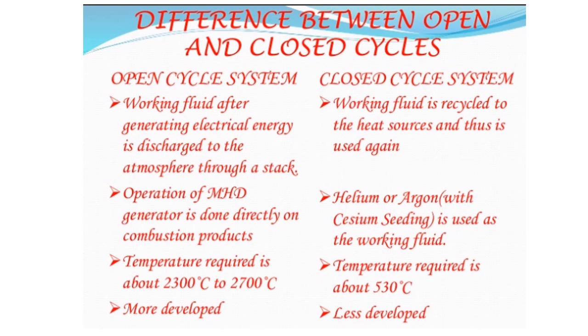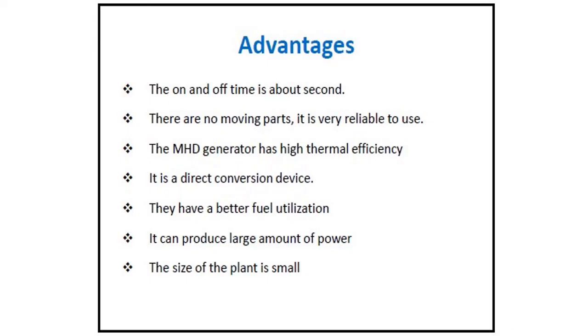It is less developed. Some of the advantages: the on and off time is about a second, so we are getting continuous power. There are no moving parts. It is very reliable to use. MHD generator has high thermal efficiency. It is a direct conversion device. They have better fuel utilization. It can produce a large amount of power. The size of the plant is small.